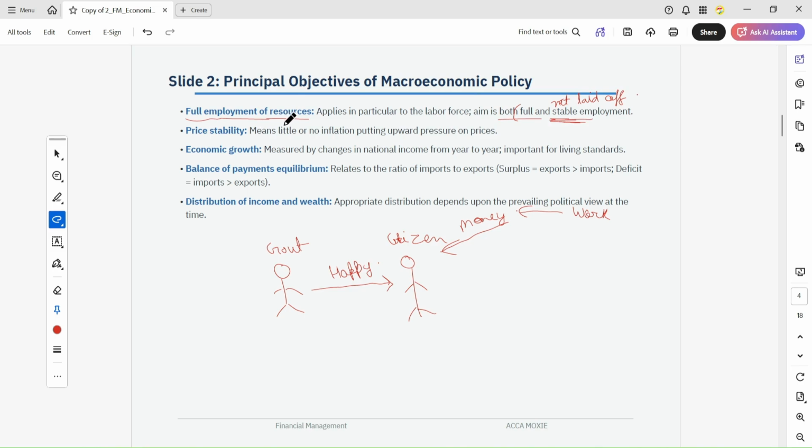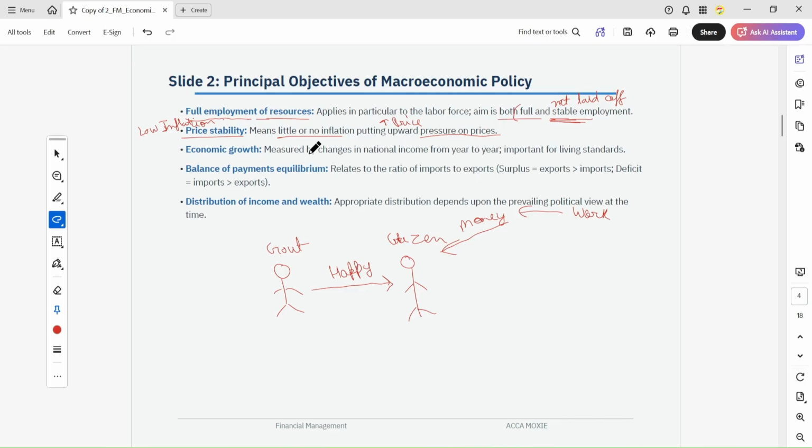Another objective of the government is price stability. It means no inflation, or rather, price stability means low inflation, little or no upward pressure on prices. If inflation rises, prices will increase. So the government's objective should be that inflation is as low as possible.